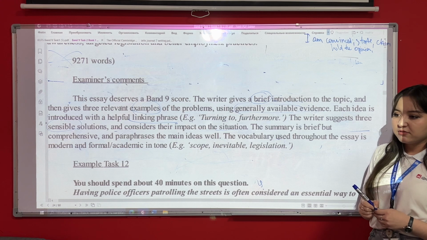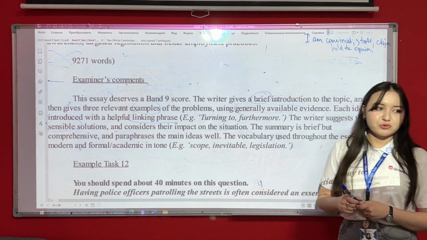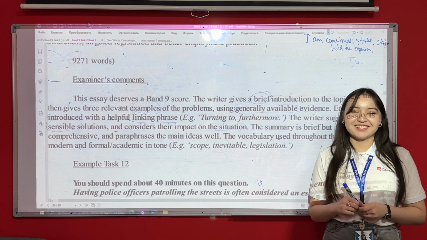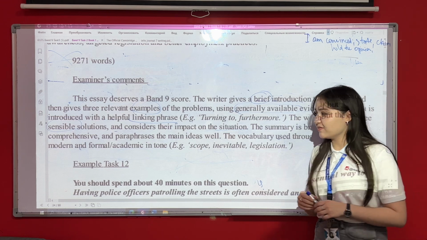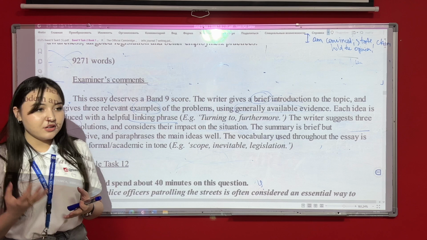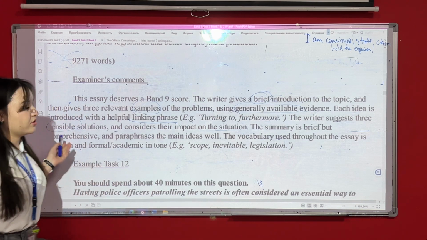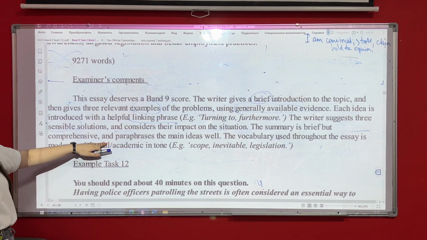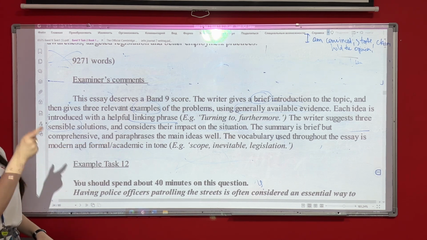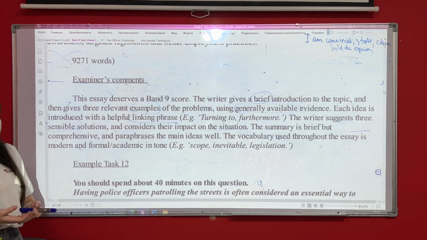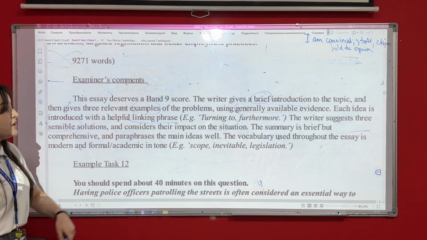What does comprehensive mean? Comprehensive means all-encompassing, holistic. Comprehensive means understandable, okay? Is it good? Yes, okay. It says but, like it's something negative. No: brief, short but understandable. Short, but it includes everything. Okay? Yes. And it paraphrases the main idea as well.